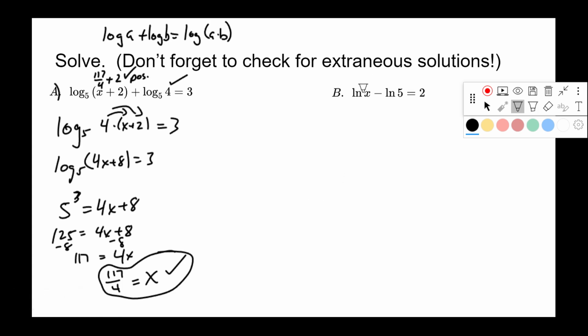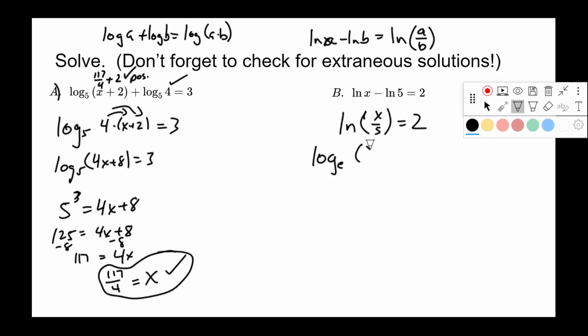Natural log of x minus natural log of 5 equals 2. Same thing. On the left-hand side, I have 2 natural logs that are subtracted. If I have 2 natural logs that are subtracted, I can put them together by division in the same natural log. So that's going to give me the natural log of x over 5 equals 2. Now I've turned my 2 natural logs into 1. I now have 1 natural log on the left, no natural logs on the right. So I'm going to switch the form.